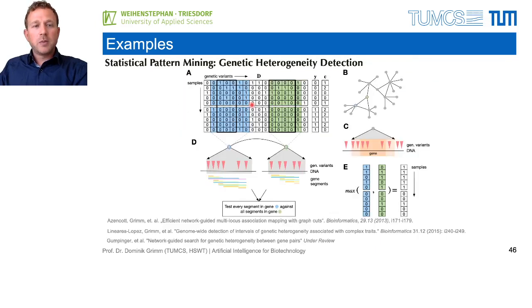And the other example is in the field of statistical pattern mining. So there we look at millions of positions in the genome, and there we try to find genetic variants that together can explain the phenotypic variability. So these have been just a few examples about recent developments, and in the next lectures we will then learn about supervised and unsupervised learning.